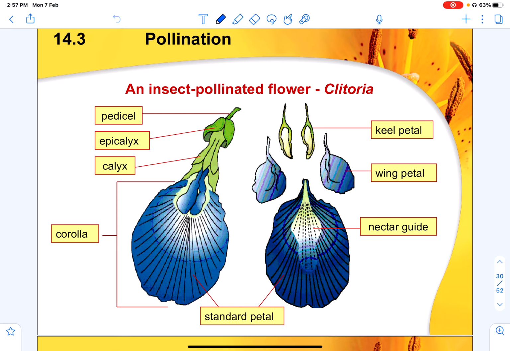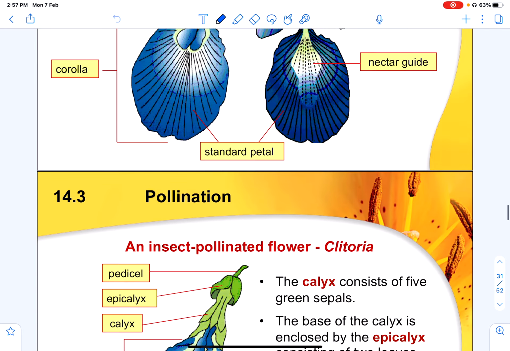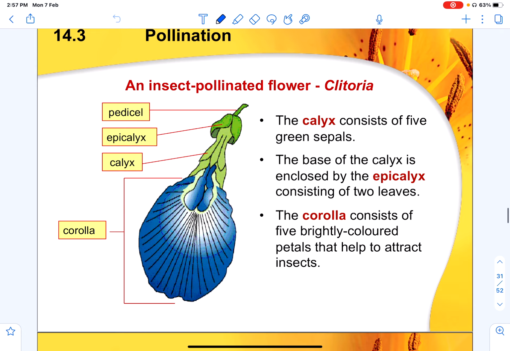So far, there's not a lot of questions that require you to label the parts of the insect pollinated flower. However, we can take a look at how the flower could be considered an insect pollinated flower. So number one, the calyx will consist of green sepals, and this helps to form the base. And this base of the calyx is usually enclosed by an epicalyx that consists of two leaves.